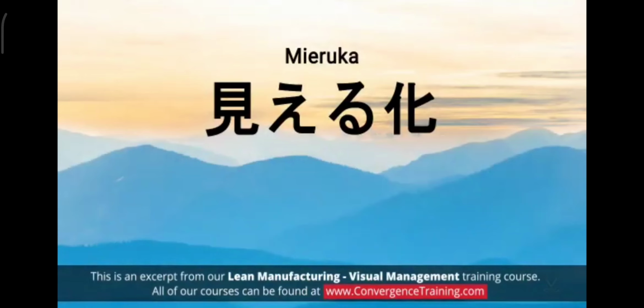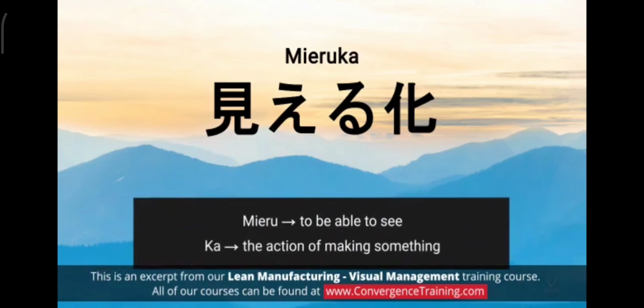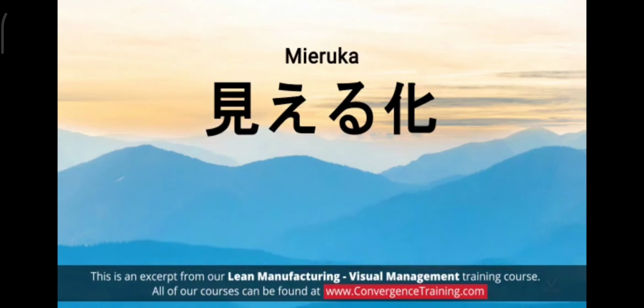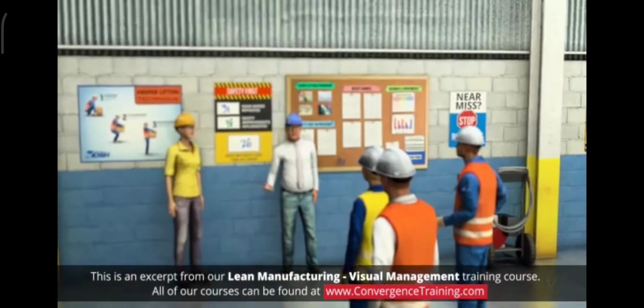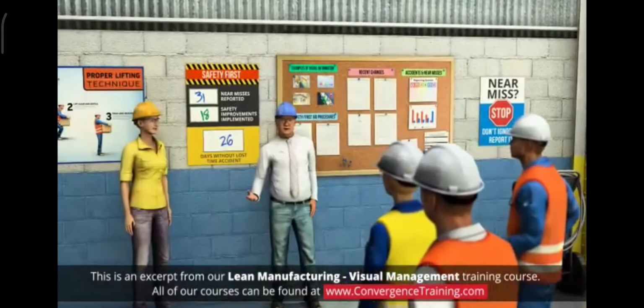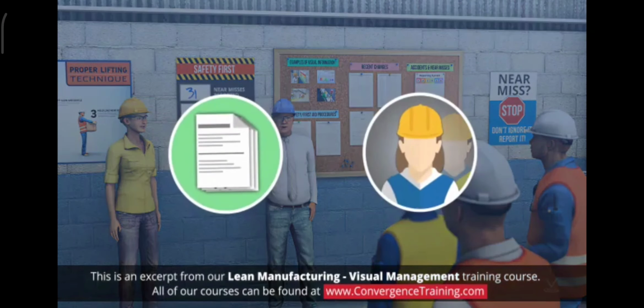Visual management can be compared to the Japanese term mieruka. Mieru means to be able to see, and ka is the action of making something. We can put this together to then state that visual management consists of two parts: what we see and the action to be taken based on what we see. A lean thinker uses visual management to improve a system by preventing errors and resolving issues. Visual management not only communicates important information to the manufacturing floor, but it also indicates actions to be taken whenever an issue is encountered. We can refer to it as the link between the data and the people.